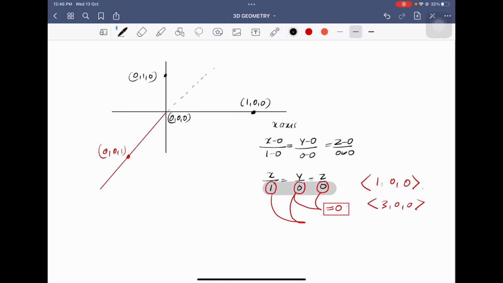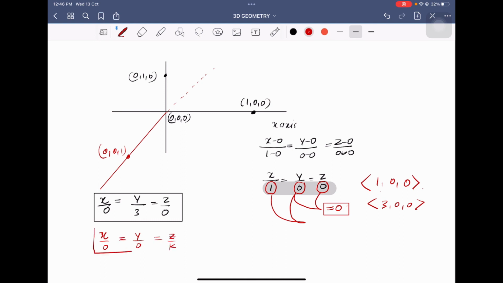Similarly, we can write the equation of the y-axis: x by 0 equals y by 1 equals z by 0. So this is the equation of the y-axis. And the equation of the z-axis will be x by 0, y by 0, and z by any variable, let's say k. So these are the equations of the y-axis as well as the z-axis.